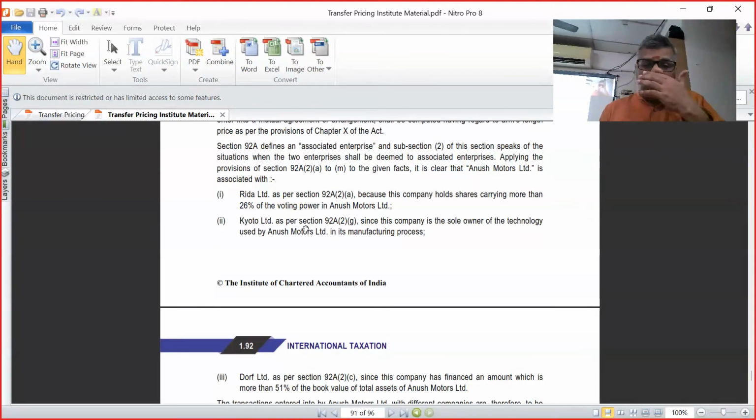Associated with Kyoto Limited as the technology is supported by them. Associated with Dorf Limited as 51% of the book value.